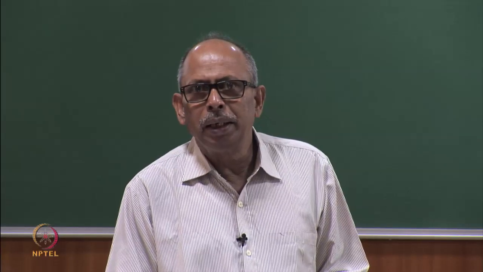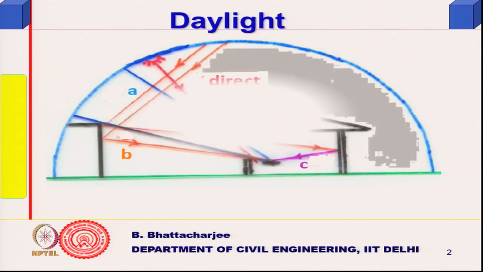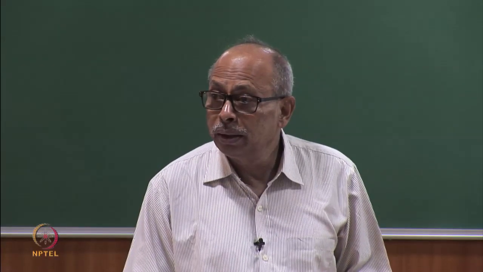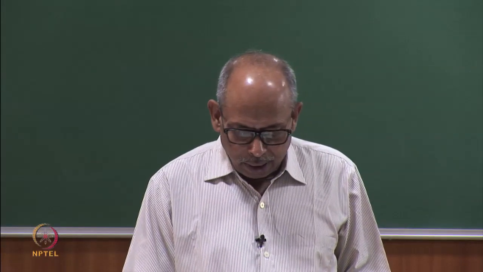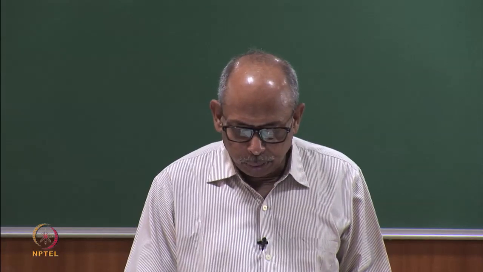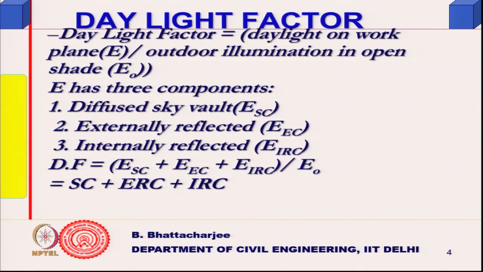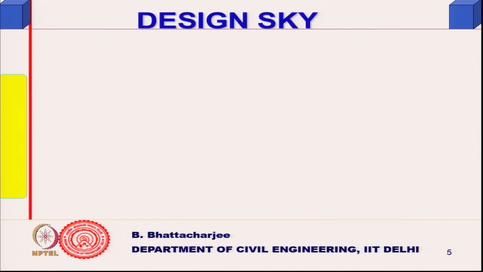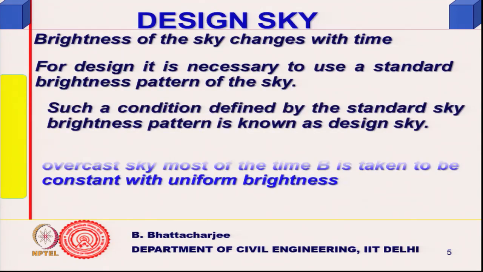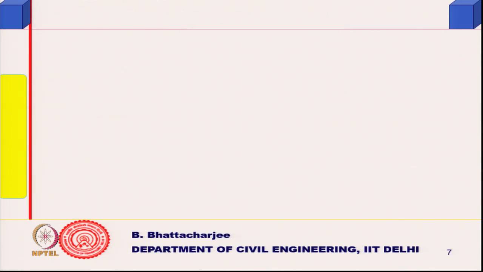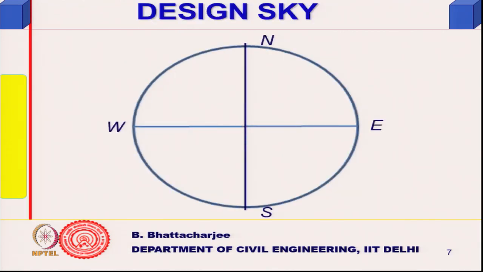So, we will continue with daylighting, and you recollect what we talked about last class. There are 4 components of daylight, one is the sky component, and then the diffused externally reflected component, etc., and then we also defined daylight factors. Then we talked about the design sky, the Indian design sky.